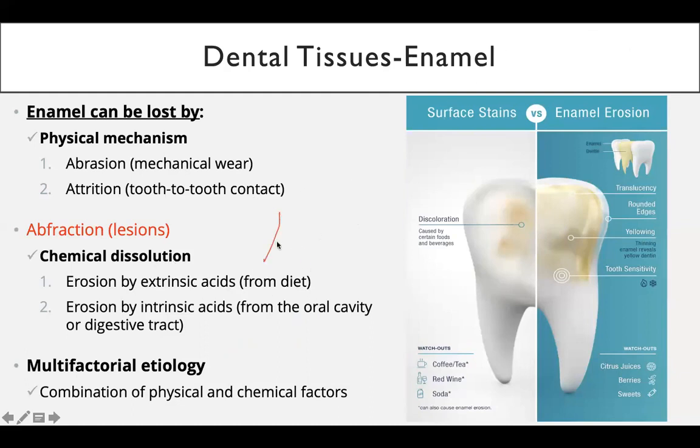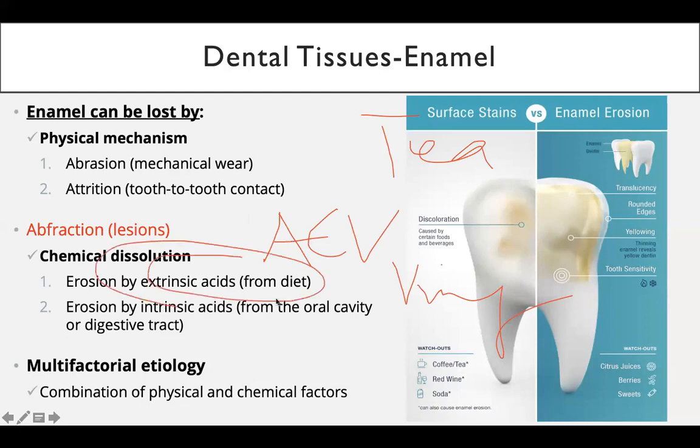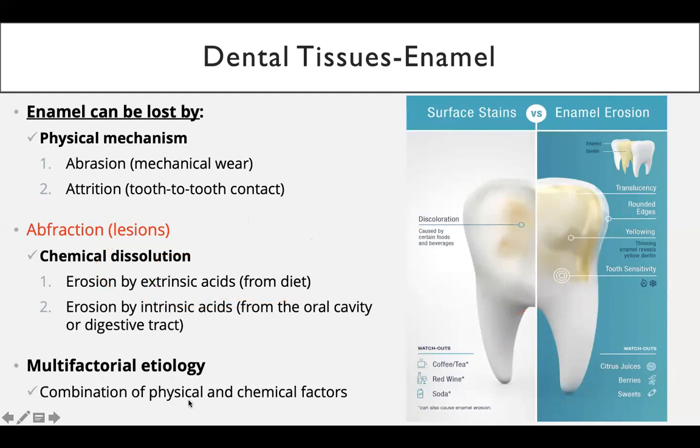You heard about ACV, apple cider vinegar, and then some teas are very acidic, and white vinegar, which has a low pH. Acidic pH from the diet can also cause extrinsic acid erosion. And then multifactorial will be just a combination of physical and chemical factors. No big deal, nothing new.